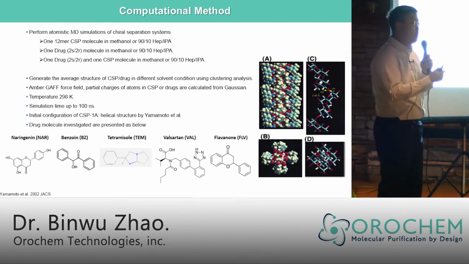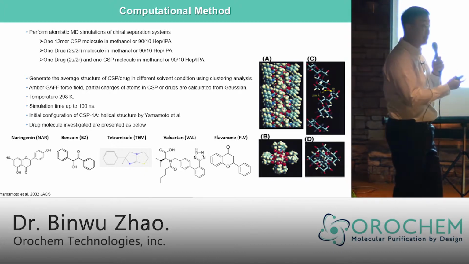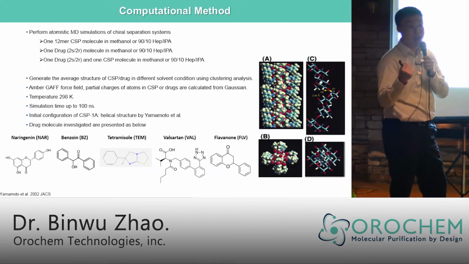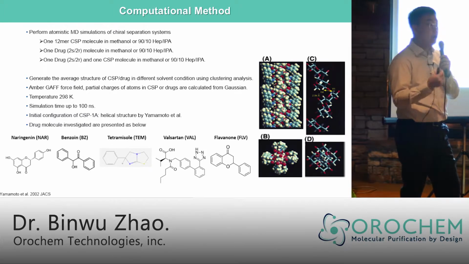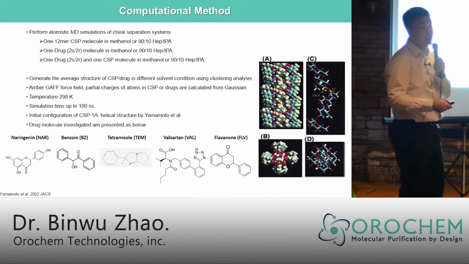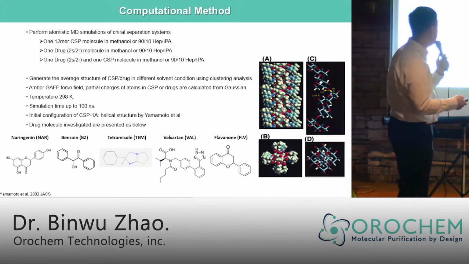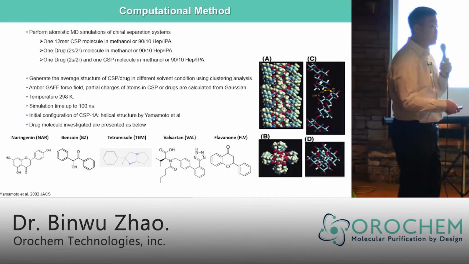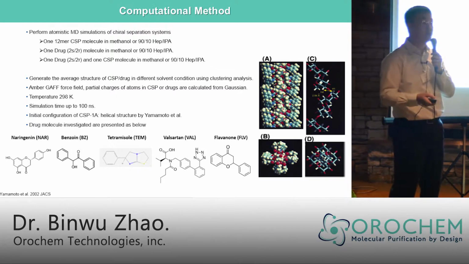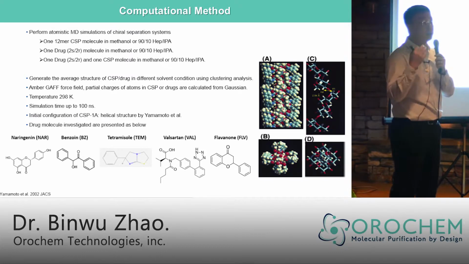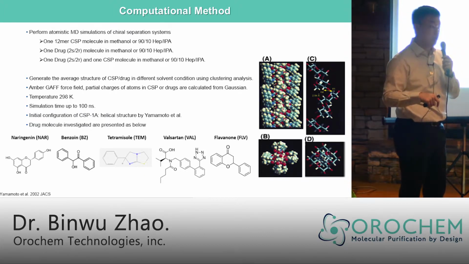So first, we would perform an equilibrium study by having just one 12-mer polysaccharide-based chiral stationary phase in the system, and get an average structure based on our simulation. Then we look at an average structure of the drug. And the third step, we will put the CSP molecules together with the drug, and then we look at their interactions throughout our simulation. The average structures generated are from clustering analysis. Basically, when you get a trajectory from the simulation, you look at the similarities between the structures of CSPs and cluster them into different groups to generate the average structure.